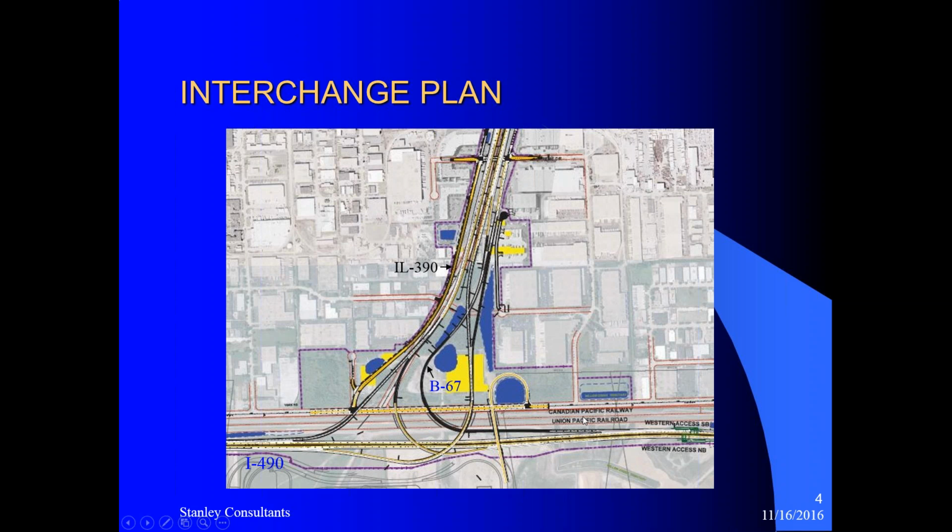As you can see from this picture, the ramps go over one arterial roadway, which is not shown here, but it's right here. It's called York Road, and two railroad lines, Canadian Pacific Railway and Union Pacific Railroad. And these railroads become a major consideration on the type of structure.